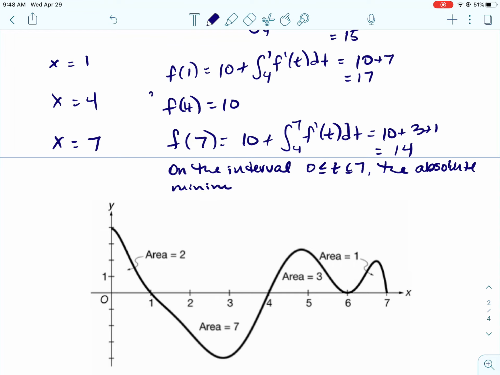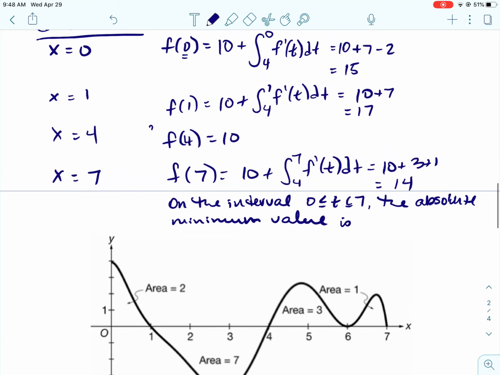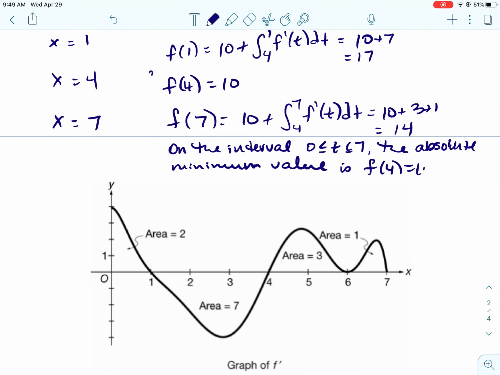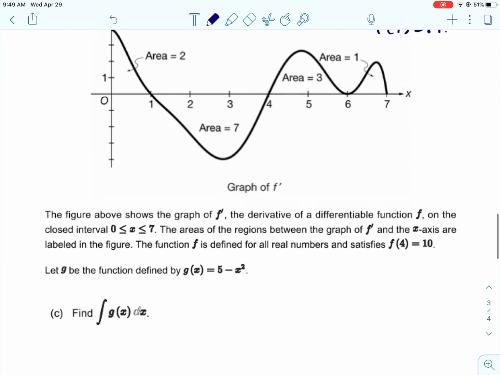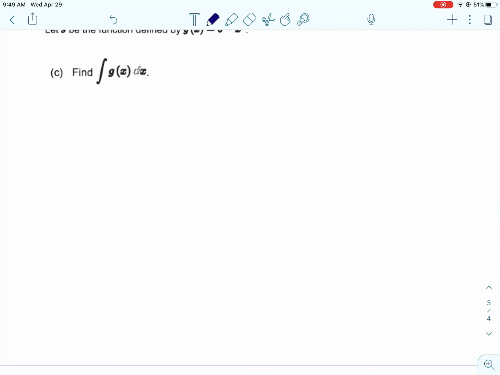So we would say on the interval from 0 to 7, the absolute minimum value is, all right, the smallest value here we have is 10, so we're going to say f of 4 equals 10, and absolute maximum value is, and our largest was 17, so f of 1 equals 17.